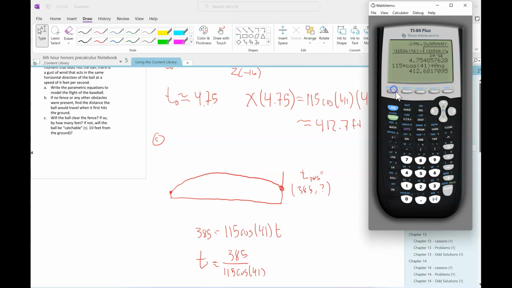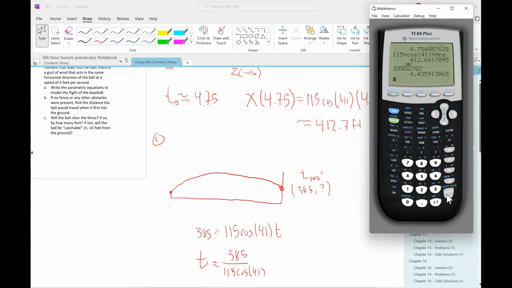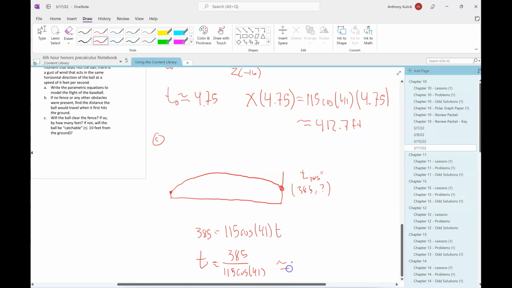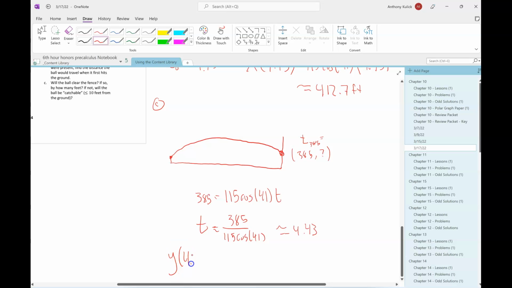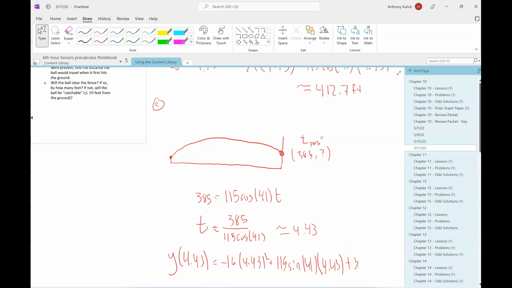Again, I'm going to use the fraction command on my calculator, so I don't have to muck around with a lot of parentheses. And I can do this all in one line, just like it looks like on my sheet of paper, which is how I prefer to do things. So I get 443-ish. And now that I have that, I can do y of 443. So negative 16 times 4.43 squared, plus 115 sine 41 times 443 plus 3. And that'll tell me what's going on.